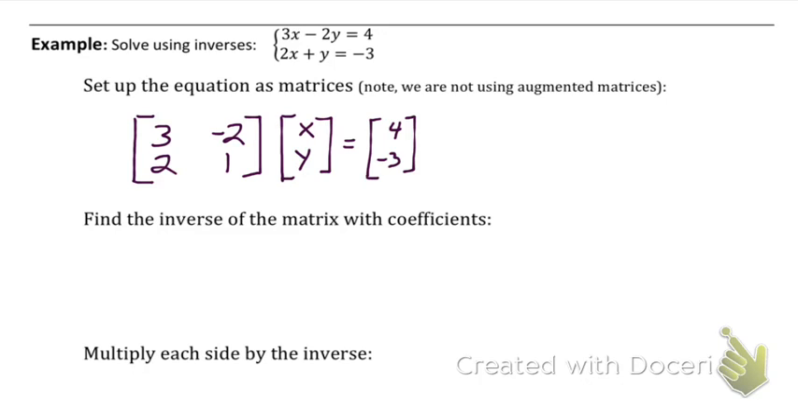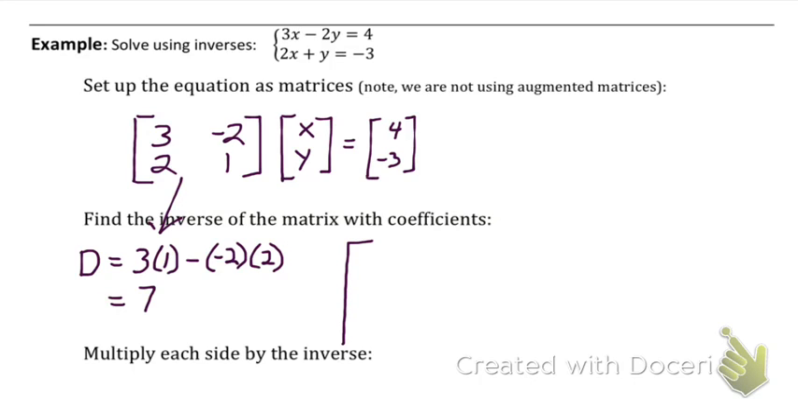So that's this guy. We're going to find 3, -2, 2, 1's inverse. So the first thing we're going to do is we're going to get our determinant. That's going to equal 3 times 1 minus that -2 times 2, which is going to be 3 minus a -4, so that's really adding 4, so that's 7.